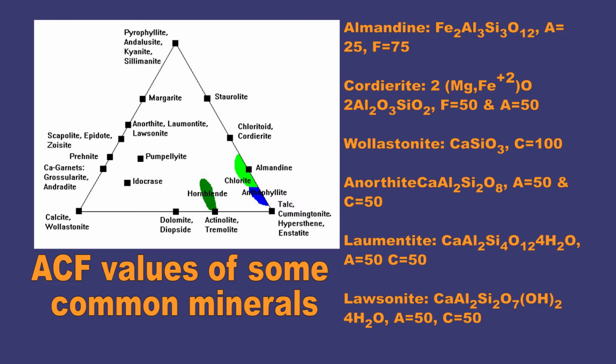Wollastonite, CaSiO3, C equals 100%. Anorthite, CaAl2Si2O8, A equals 50, C equals 50%. Laumontite, CaAl2Si4O12, 4H2O, A equals 50, C equals 50. Lawsonite, CaAl2Si2O7(OH)2, H2O, A equals 50 and C equals 50 and F equals 0.